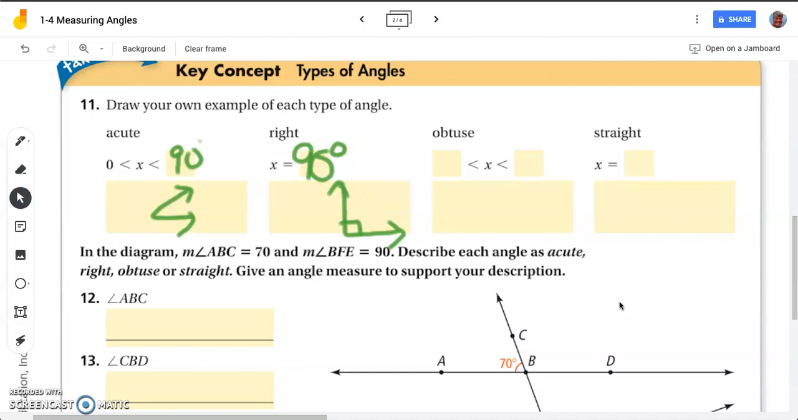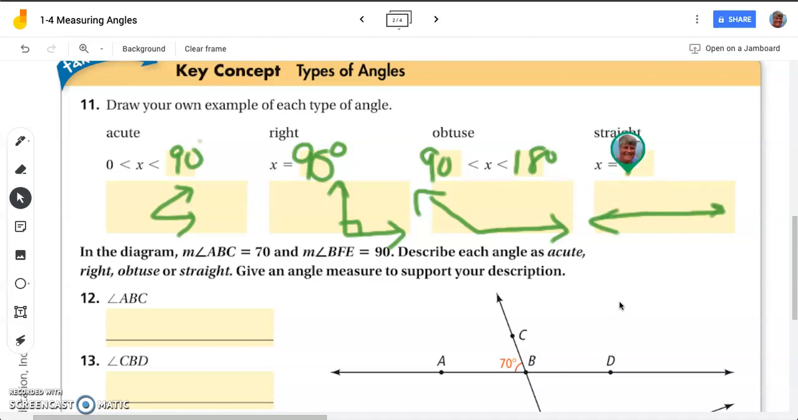An obtuse angle is between 90 and 180. And it's going to look like this. And then your straight angle is 180 degrees. And you can name your straight angle. If that was D, E, and F, that's angle D, E, F. That's your straight angle.